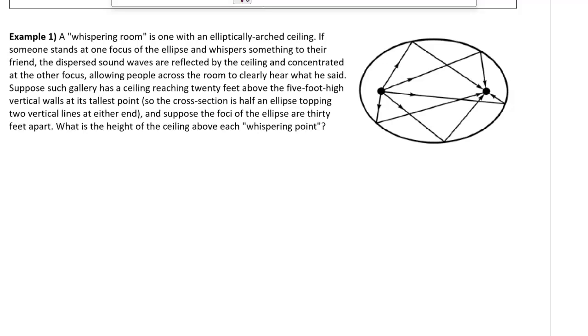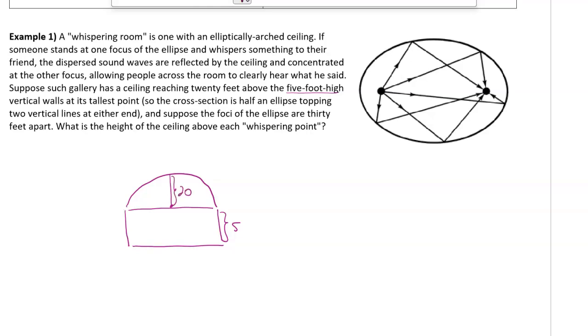So we kind of want to think about what we're trying to find in order to know where we're going. Let's make a little sketch here and get all the important information on. Okay, so we have an elliptically shaped ceiling, like so. And we have some information here that says we have a 5-foot high vertical wall. So this measurement here is 5. And then the ceiling is 20 feet above that wall. So right here, this is 20.